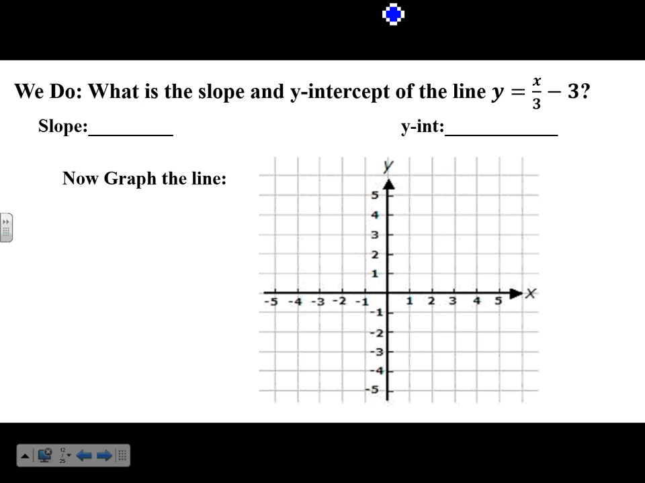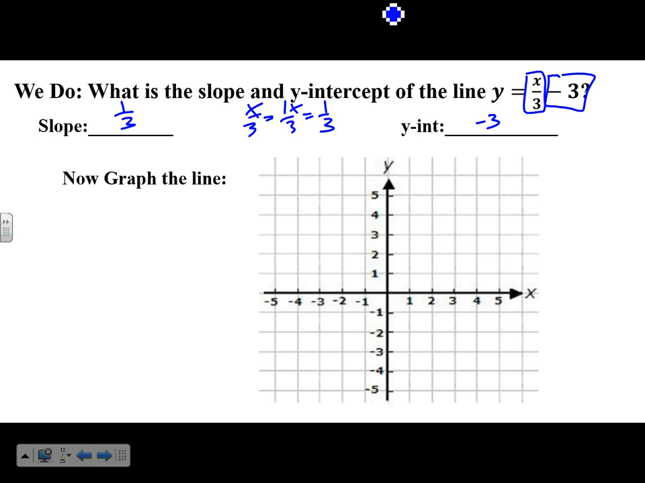Now this one, the slope is x over 3. Remember, if it's ever x over 3, that's the same thing as 1x over 3, which is just 1/3. So make sure that for the slope, you don't put 3 and don't put x over 3. The slope is 1/3. And your y-intercept, since it's a -3, is -3.